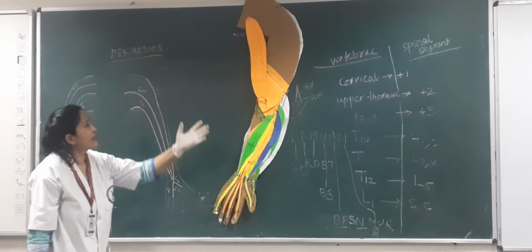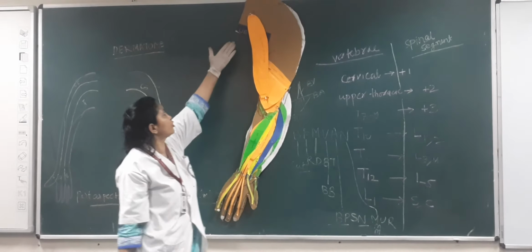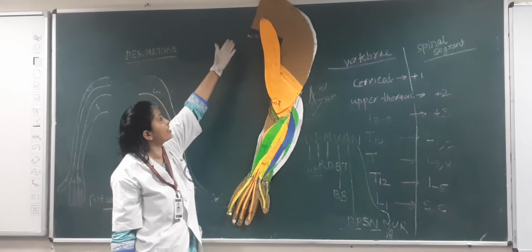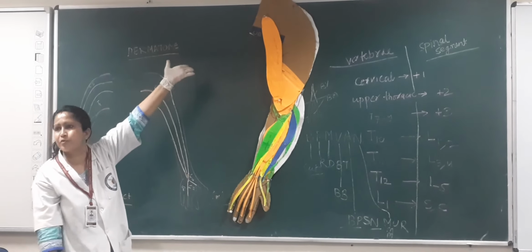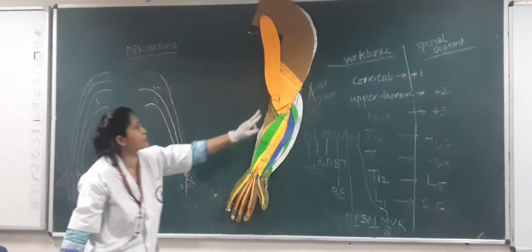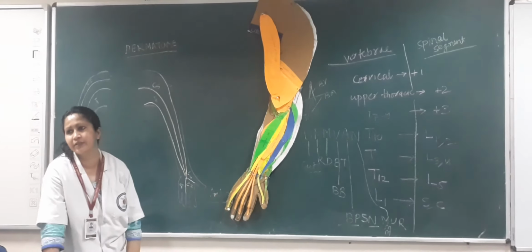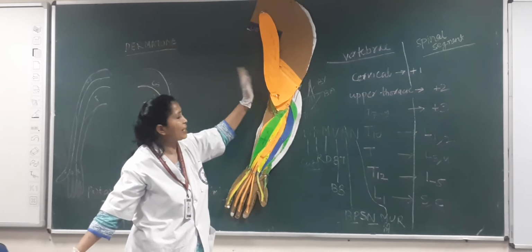And this is the extensor. So only the long head of triceps passes through the shoulder joint. So that is an extensor of the shoulder joint as well as an extensor of the elbow joint. And these two are only extensors of the elbow joint. All are supplied by the radial nerve.